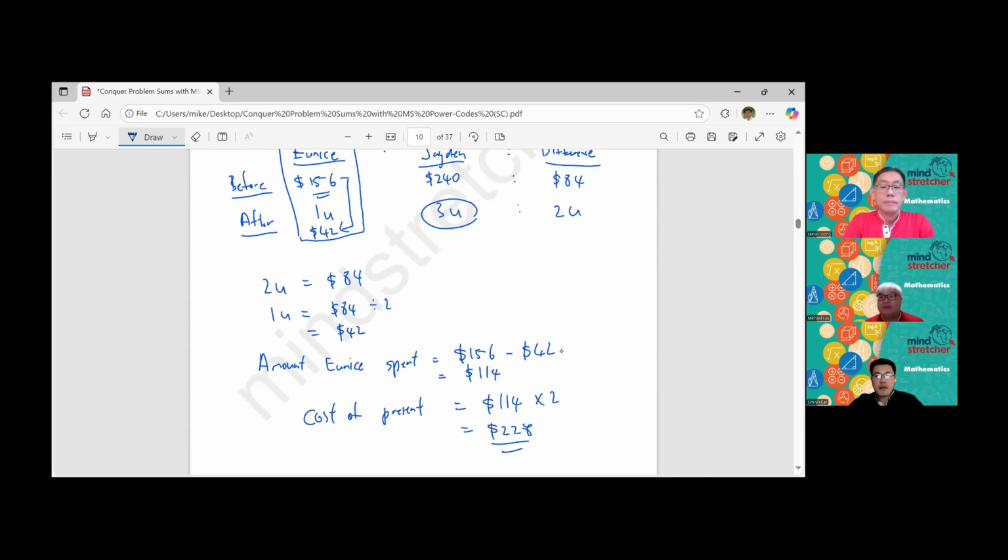Okay, do you have any more questions? Why only the 2 units? Okay, 2 units, because 3 units minus 1 unit will get 2 units. Yenteng, you have to times 2 because the 114 is just the amount that Eunice spent. And Jaden also spent the same amount. So that's why we need to have 114 times 2.